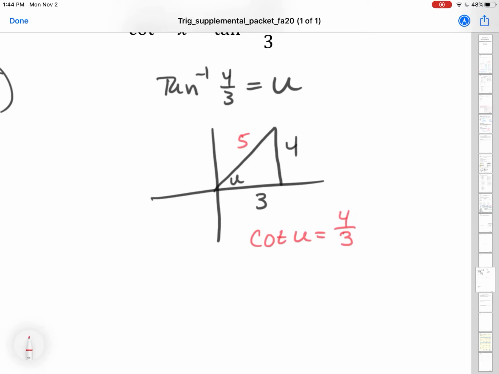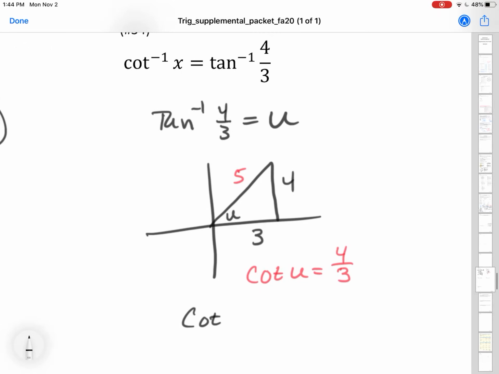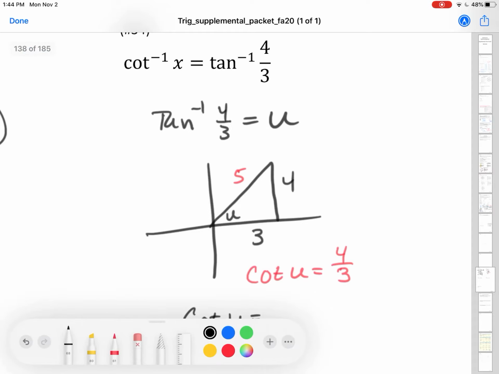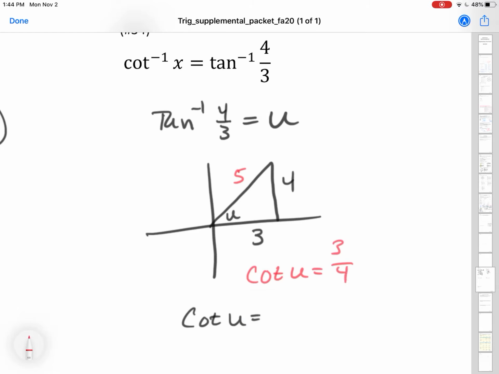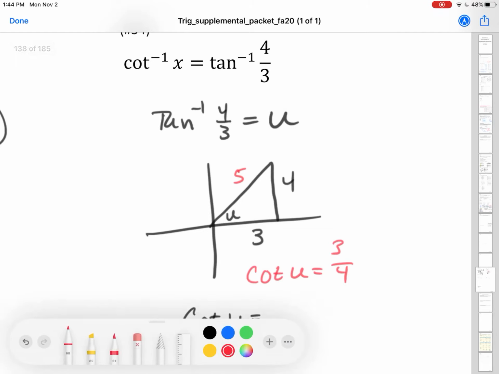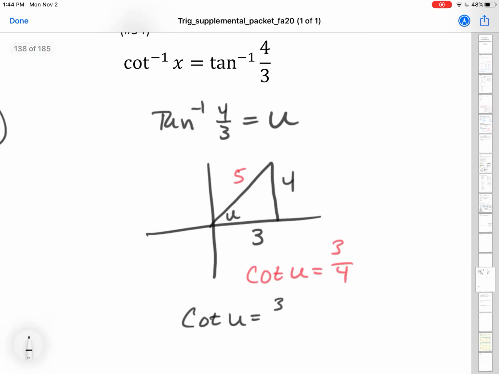I apologize about that. So what we know is that cotangent, let me go back to black. We know that cotangent of u is equal to, oh, apologize, I wrote the wrong thing. It's adjacent over opposite, so it's 3/4. Apologize, it would be the other way. It wouldn't be the same as the tangent. So I'm just going to write this again.